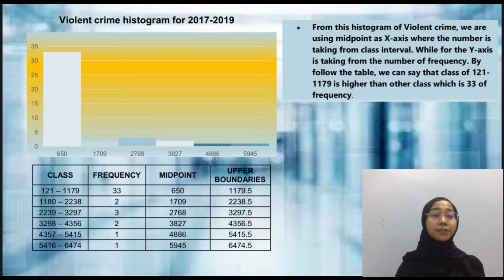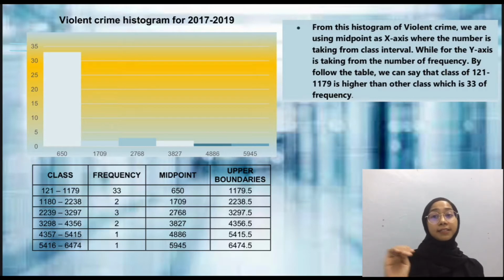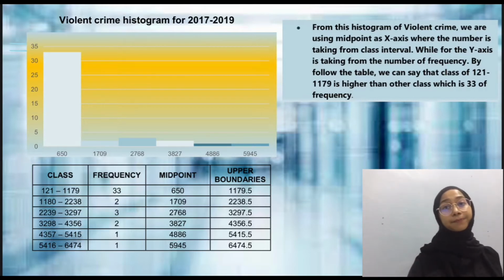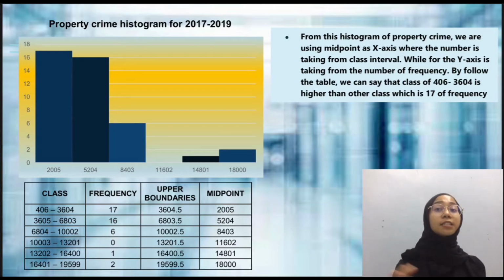The first graph that we are using is the histogram. For the X axis, we are using the midpoint, but if you don't want to use the midpoint, you can use the upper boundary or lower boundary. For the Y axis, we are using frequency, where we can see that the class interval 121 until 1179 is higher than the others, with a frequency of 33. Next, for the crime histogram, the highest class interval is 406 until 3604.